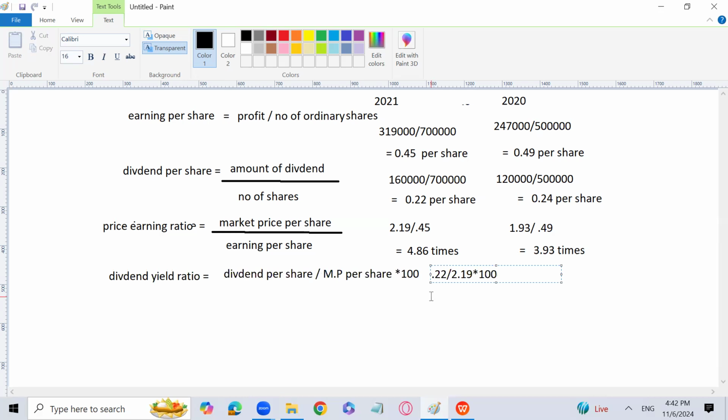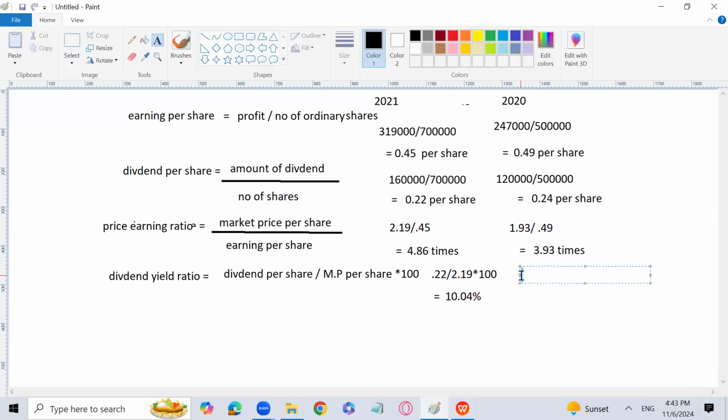So what is the answer of the dividend yield ratio? It shows how much return you are getting on each dollar invested. The dividend yield ratio tells you how much dividend you are getting on each dollar invested in the market. Whatever price you pay for a particular share, after one year you will get that much amount of dividend on that share. What percentage? 10.04%.